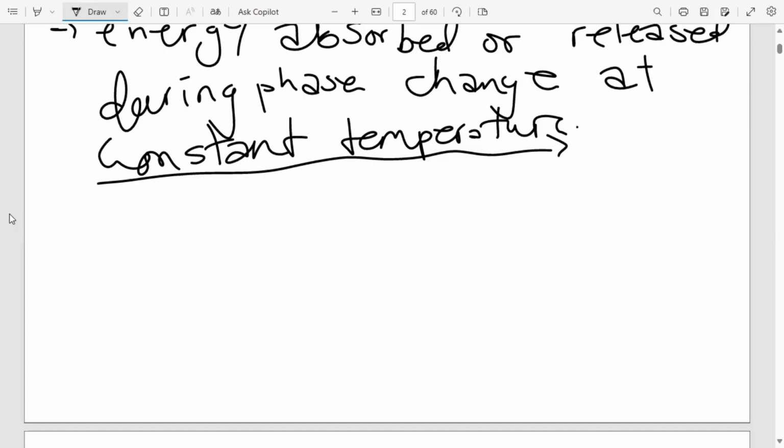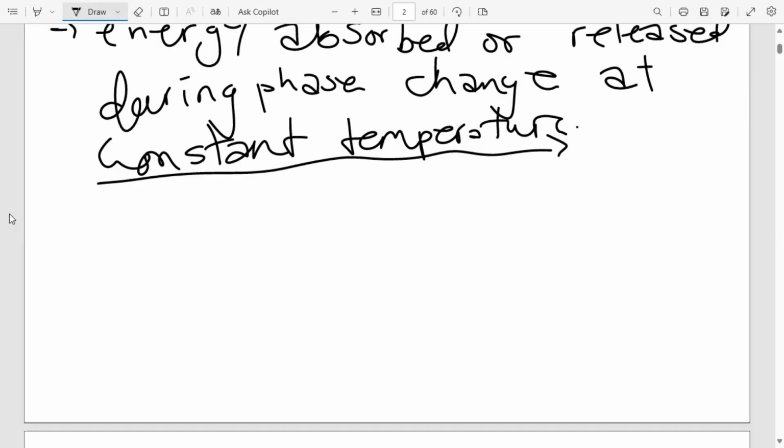So that thermal energy that is required to change the phase of a substance, or that is released when there is a change of phase of a substance, is what we call latent heat. That is what we call latent heat.